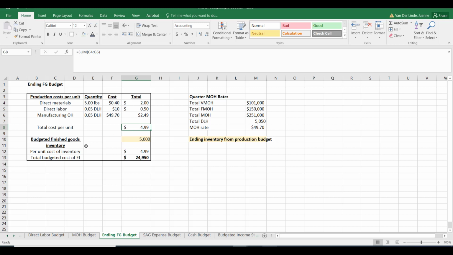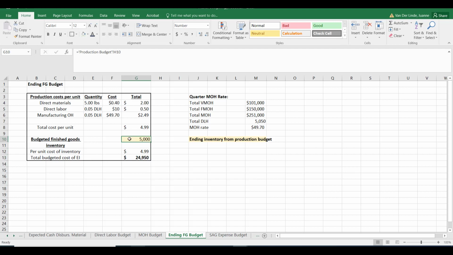And we know that the budgeted finished goods inventory is 5,000 units. So if the budgeted finished goods inventory is 5,000 units and the cost per unit of finished goods is $4.99, we just take the 5,000 times the $4.99 and we get a total budgeted cost of ending finished goods inventory of $24,950.